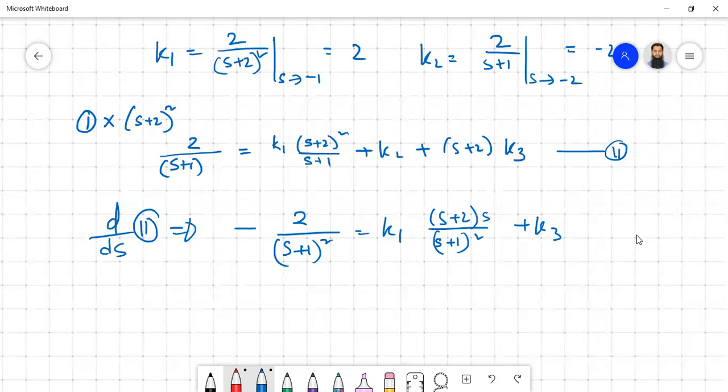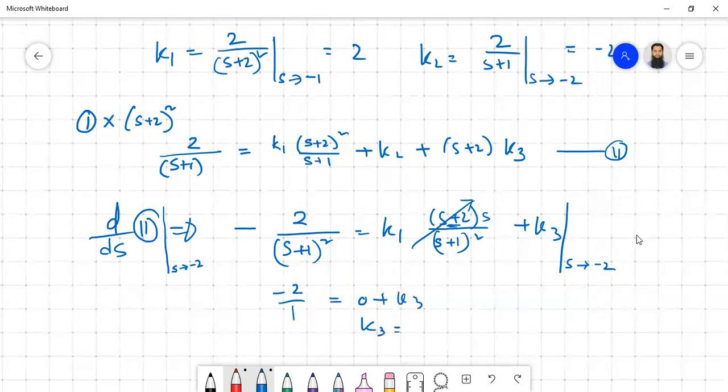Okay, so after differentiating with respect to s, you have to set s tends to -2, because that is the repeated root that we have. So in this equation we have to apply s equal to -2, and then this will be -2 plus 2, so this term will vanish. So we'll be left with only this one, -2 by 1 equal to 0 plus k3. So eventually k3 will also be -2.